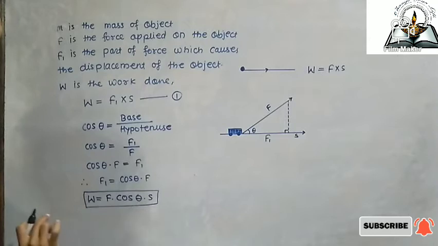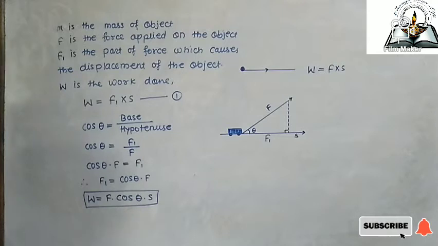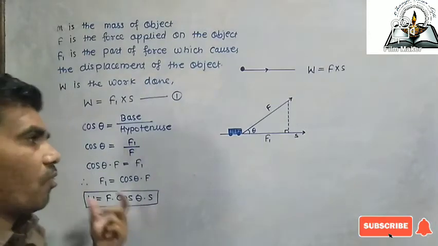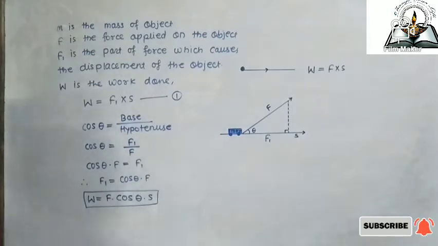Where do we have to use this formula? When a force is applied on an object and its displacement takes place in a different direction, then we have to use this formula. So W is equal to F into cos theta into S. So this is the equation for when the force is applied on the object and displacement takes place in a different manner. Okay.